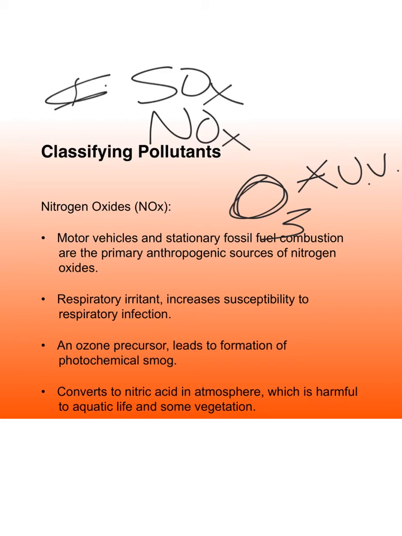All right. So what do NOxes do? They convert to nitric acid in the atmosphere. You need to know that equation. Nitric acid is HNO3, because nitrate is -1 and hydrogen is +1, so it ends up balancing out, right? So this is nitric acid in the atmosphere, which is harmful to aquatic life and some vegetation.